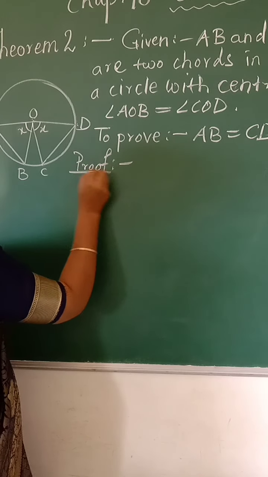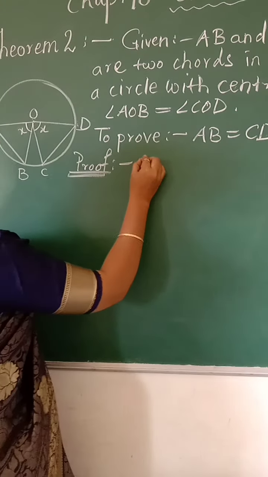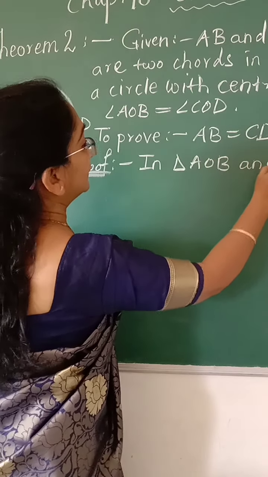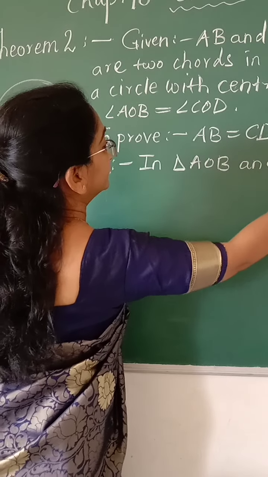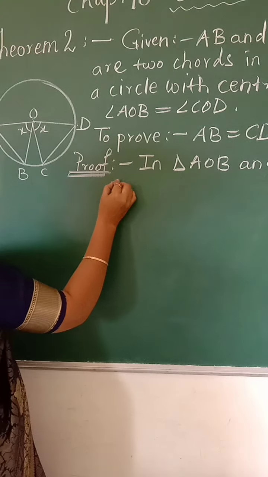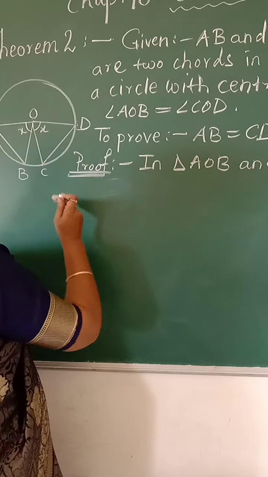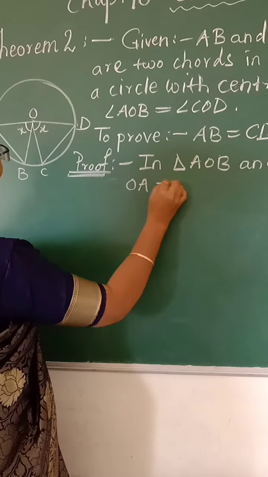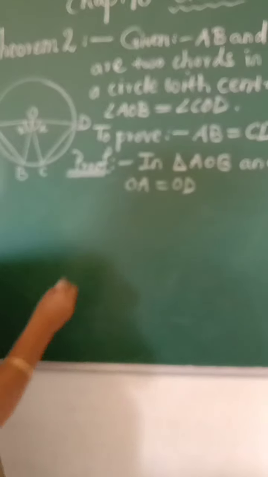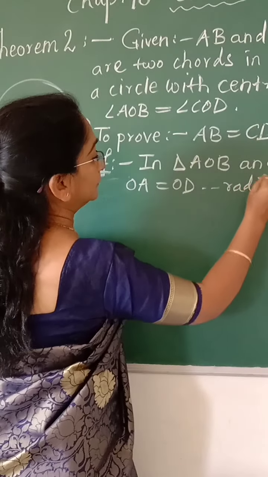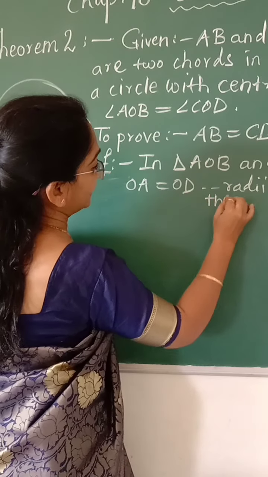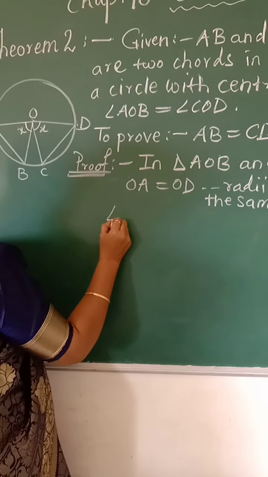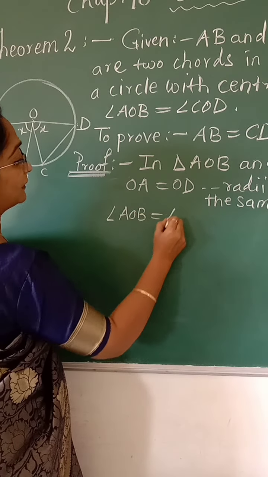Same, only here the given things are different. So in triangle AOB and triangle COD, first write down the sides here. That means these two radii: OA is equal to OD, radii of the same circle. Then angle AOB is equal to angle COD.